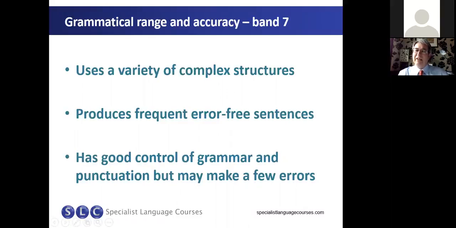The final thing in grammatical range and accuracy, you need to have good control of grammar and punctuation, but you can make a few errors. So you need to be able to control it. In other words, you can use it effectively. You need to be able to know how punctuation works. But if you occasionally forget the commas or don't put a question mark or exclamation mark in appropriate places, that's okay. So what does this actually mean on the ground?